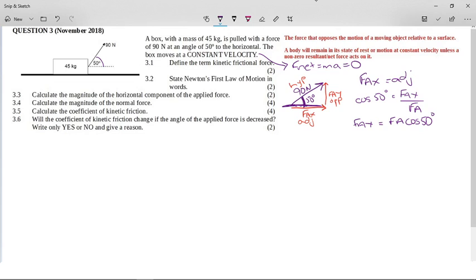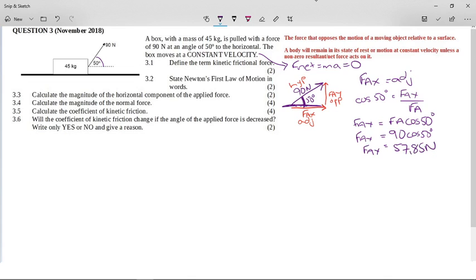So if I want to find the X component, or the horizontal component of the applied force, I will say it's 90, which is my applied force, times the cos of 50, and then I put those numbers into my calculator, and I come out with 57,85 newtons. Remember your units.